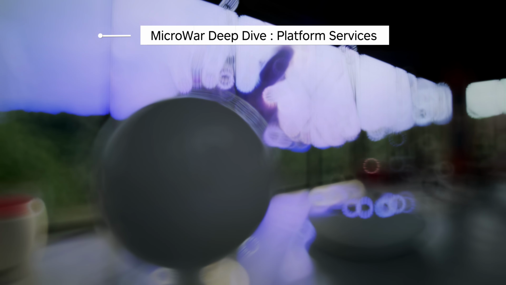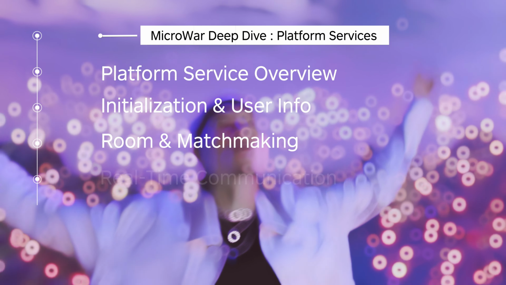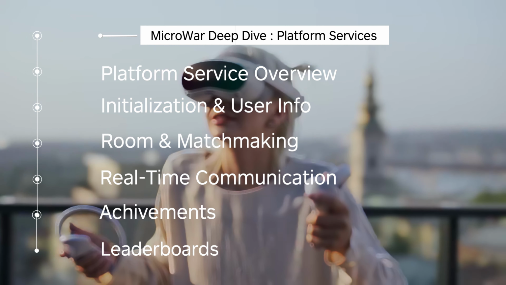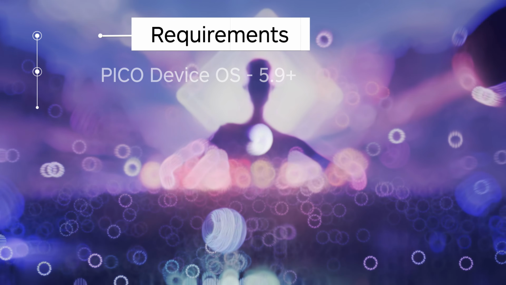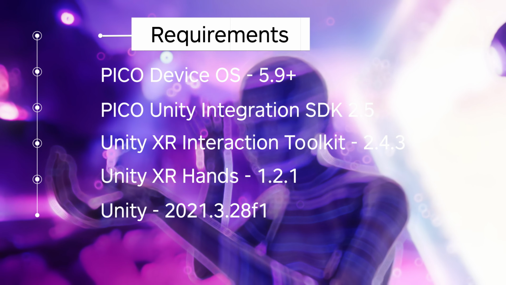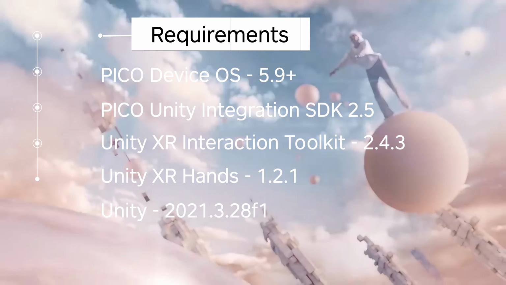In this project, we're covering platform service overview, initialization and the user info, rooms and matchmaking, real-time communication, achievements, and leaderboards. The requirements for MicroWar is PICOOS 5.9, Unity Integration 2.5, XR Toolkit 2.4, and Unity 2021.3 and XR Hands.